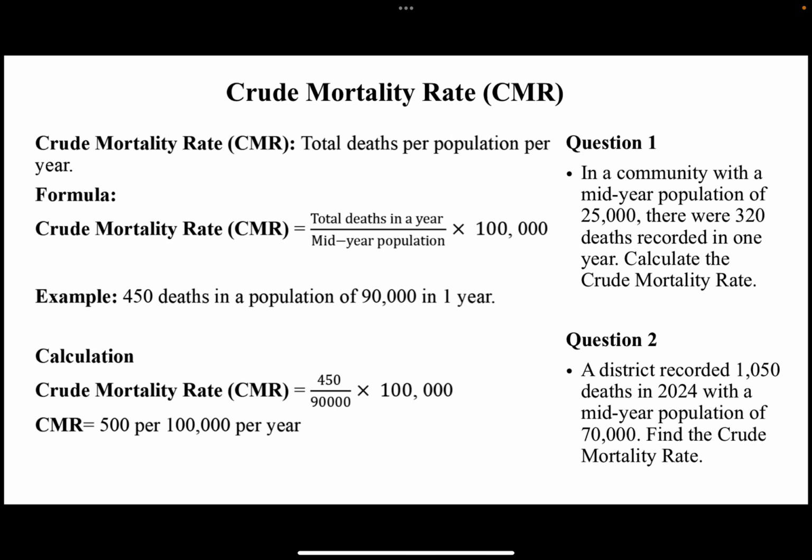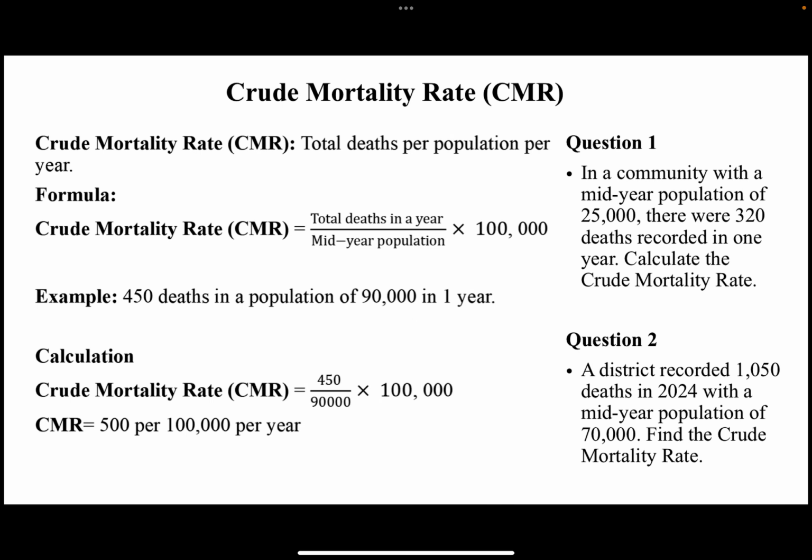So you are going to get 1,280 per 100,000 per year. You can also perform the calculation for yourself.